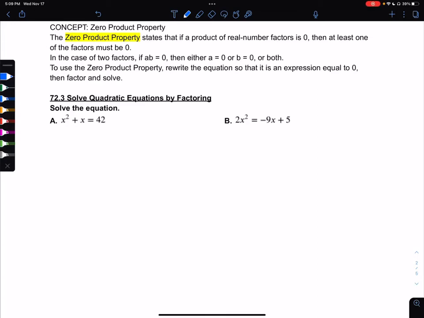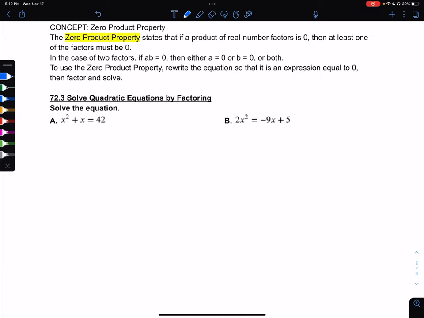Here we're going to look at topic 72, example 3, where we solve quadratic equations by factoring. And what we're going to use is something called the zero product property. The zero product property states that if a product of real number factors is 0, then at least one of the factors must be 0. In the case of two factors, if a times b equals 0, then either a equals 0 or b equals 0 or both. To use the zero product property, which we'll use in these examples, you rewrite the equation so there's an expression equal to 0, then factor and solve.